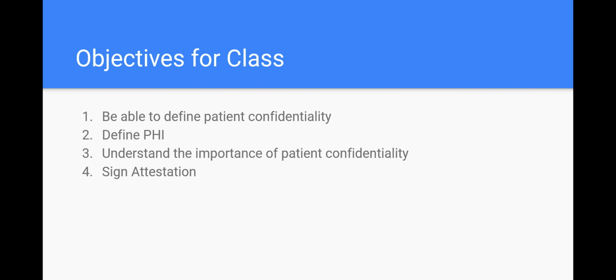The objectives of this class: we need to define patient confidentiality. We need to define PHI. We need to understand the importance of patient confidentiality, and you will eventually sign an attestation saying that you understand what this means.